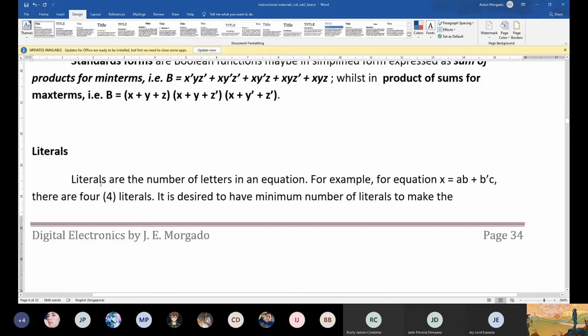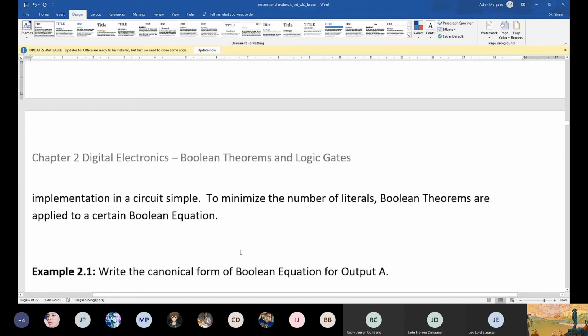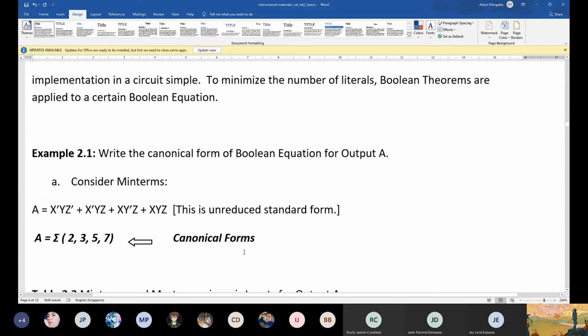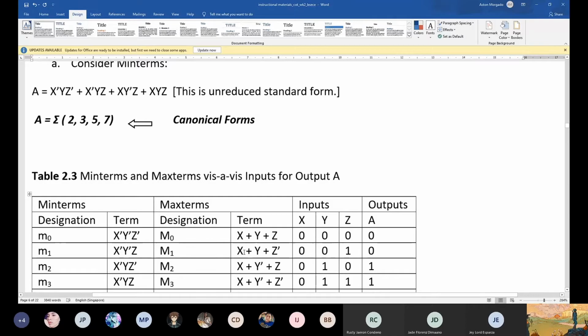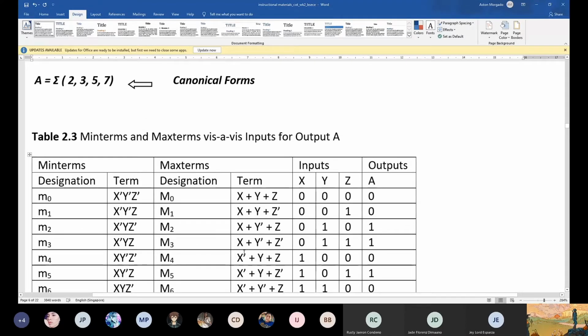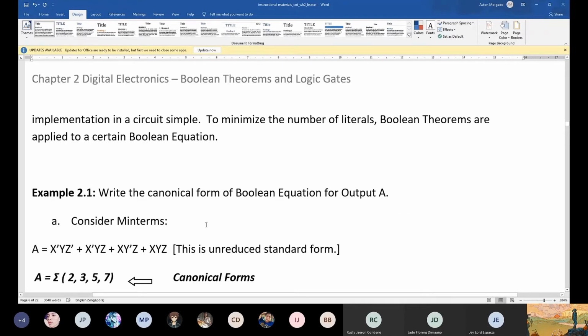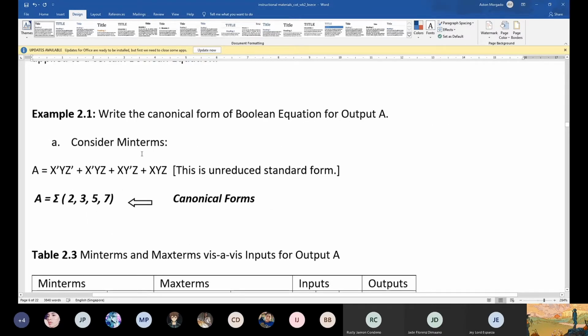For the example, for literals. Write the canonical form for output A. Okay, so output A. Consider minterms.